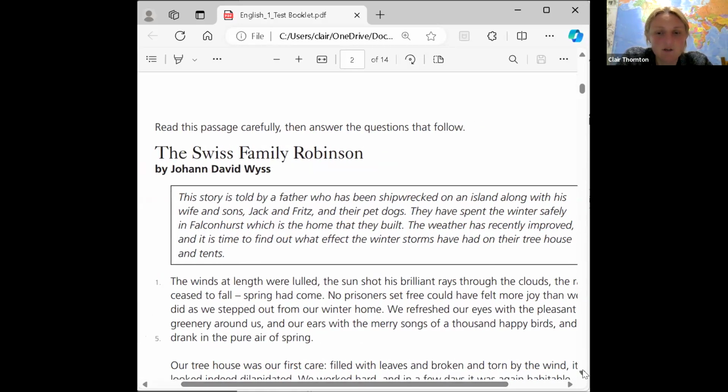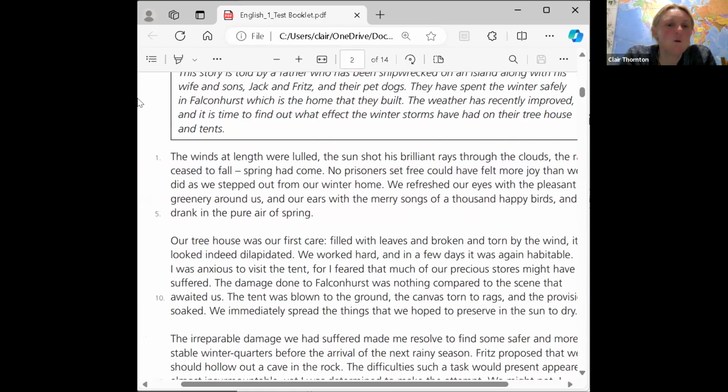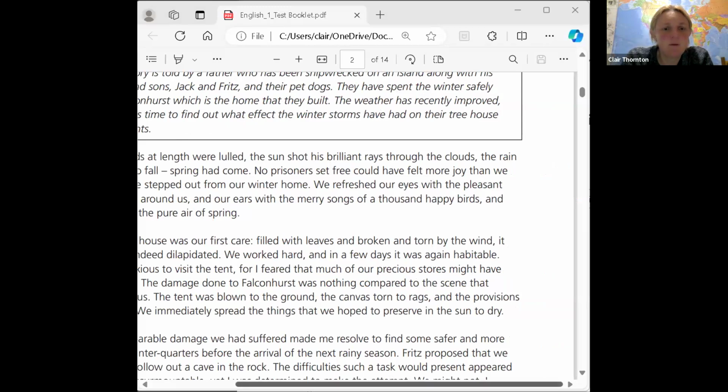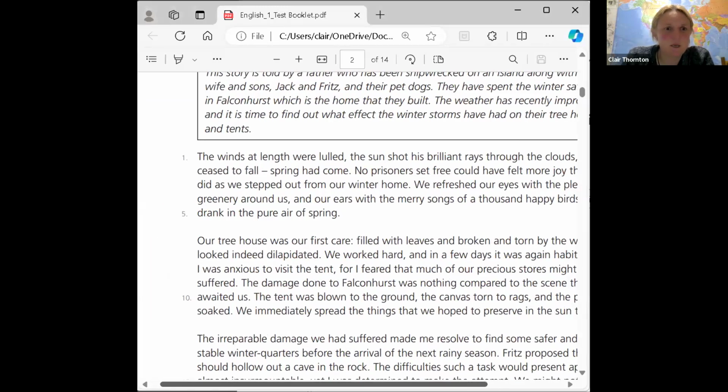But then if you actually start to look at the bit here, I'm going to just highlight the bits I'm looking at over here. If you look at the first bit, it very clearly tells you which season it is. Okay, so we've got here, the sun shot his bright rays through the clouds and it ceased to fall and the spring had come. I don't even need to read that full sentence. I will read the full sentence eventually, but that is the bit there. Spring had come. Okay, so for that one, you're going to have B. Nice, easy retrieval question to start with, but can be tricky if you've not read it properly.